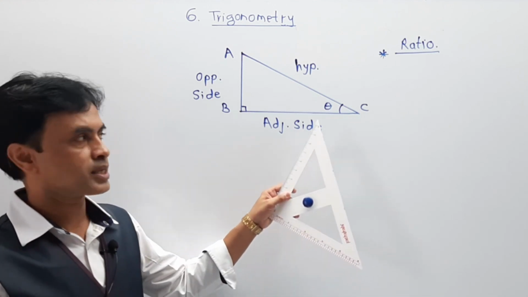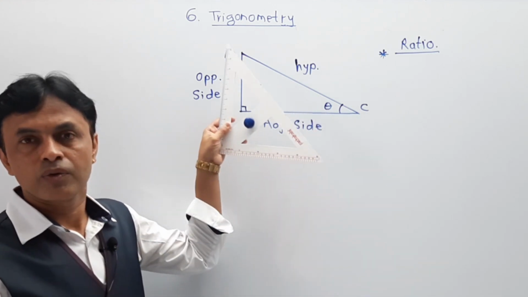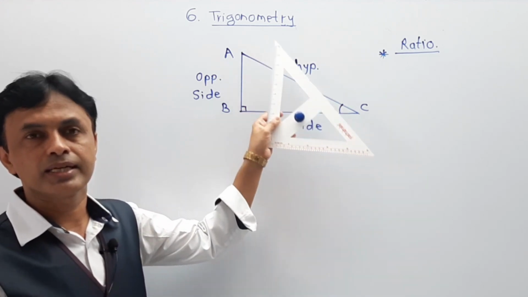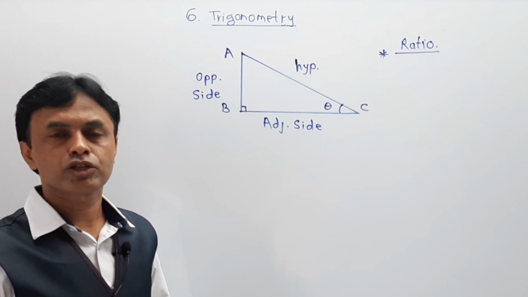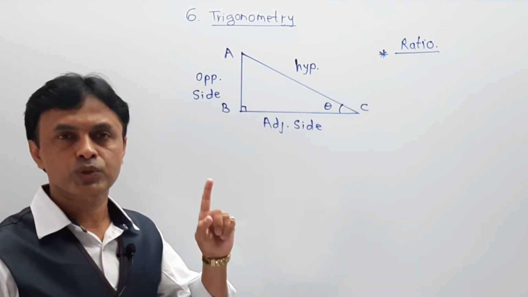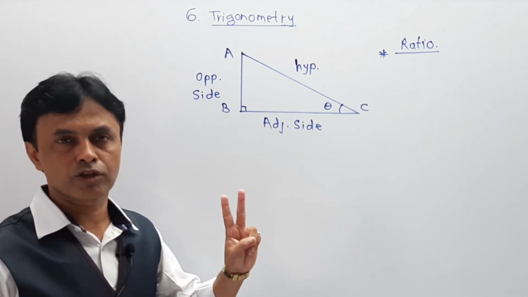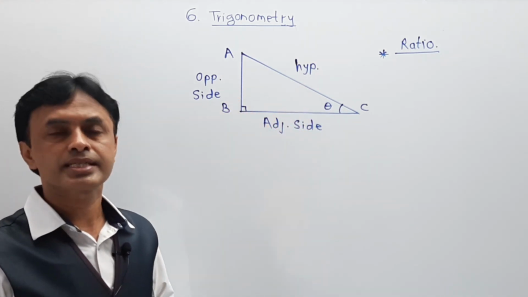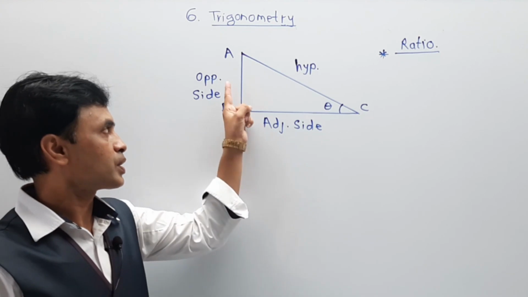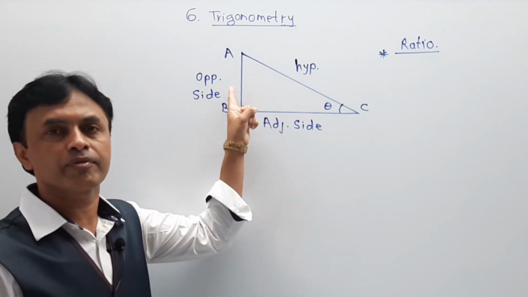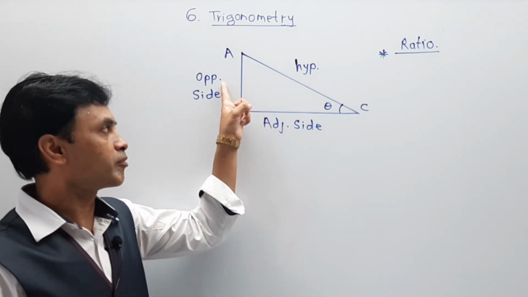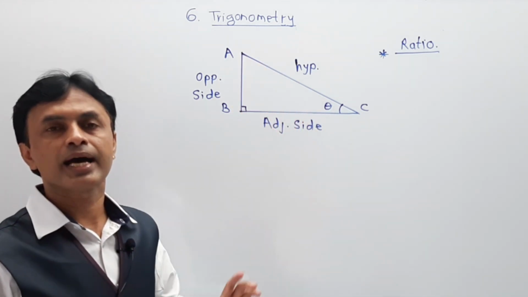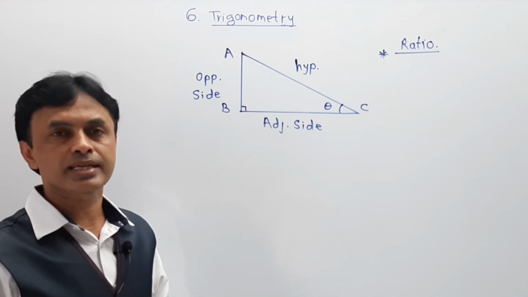Now there are three sides according to the condition of theta. One is called the opposite side, the second is called the adjacent side, and the third is called the hypotenuse. And in a ratio we can write only two parts: one is the numerator, the second is the denominator. So if there are three sides, we can take 6 ratios, like 1 divided by 2, then 2 divided by 1, and so on. AB, BC, AC are the three sides, so we can write 6 ratios.